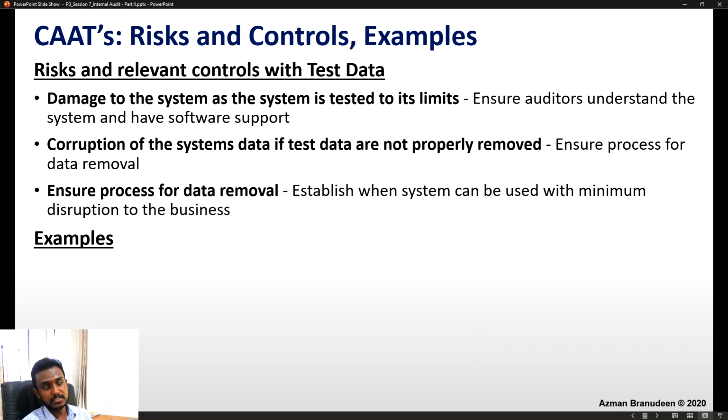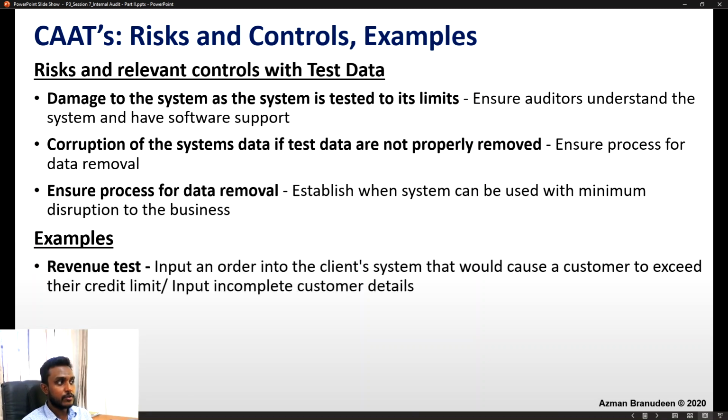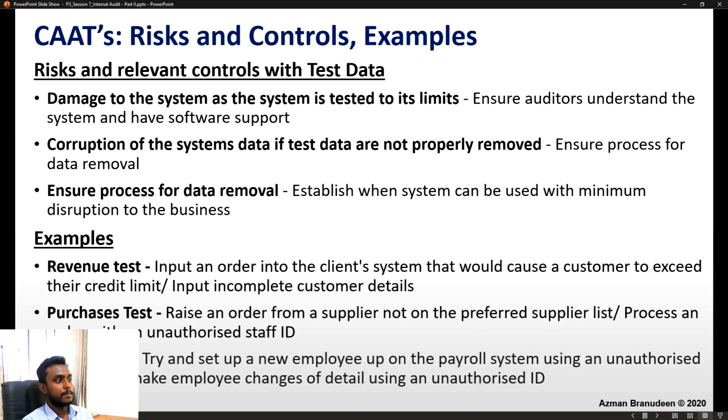What kind of examples do we have? Revenue test. Basically, you input an order into a client system that would cause a customer to exceed their credit limit, or input incomplete customer details to see if there's a trigger, if the flag happens. Purchase test, where you raise an order from a supplier not on the preferred supplier list, or you can process an order with an unauthorized staff ID to check.